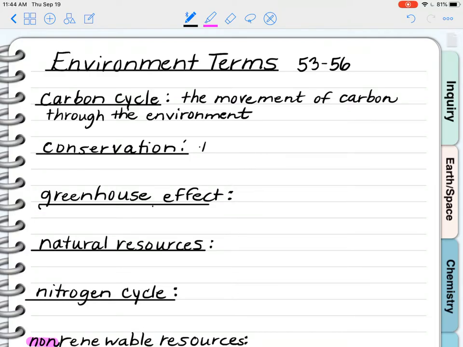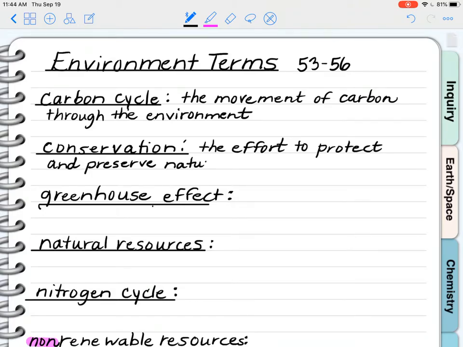Conservation is the effort to protect and preserve natural resources. We live here in Tennessee, right in the Great Smoky Mountains National Park. That is a conservation effort. We are trying to preserve that park the way that it's always been. There's no electricity, there are no billboards, no phones. It is just the way it was years ago when my grandparents lived there. That is a conservation effort.